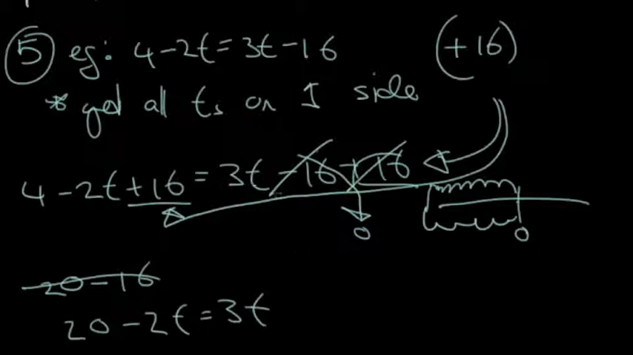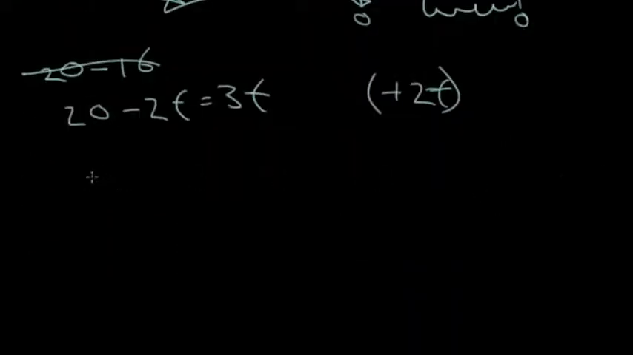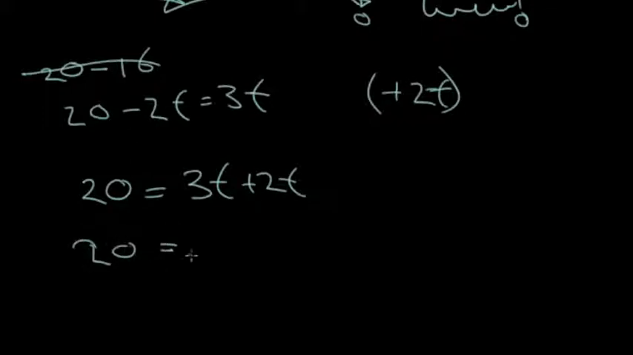Okay, similar process with this one, except now we're going to deal with the t's. So what we're going to do is add 2t to both sides, and we end up with 20 equals 3t plus 2t, so we've got 20 equals 5t. So that's great. Now we've got all the t's on one side, all the numbers on the other side. We've got our apples in one bag and our oranges in the other bag. But now we want t by itself.